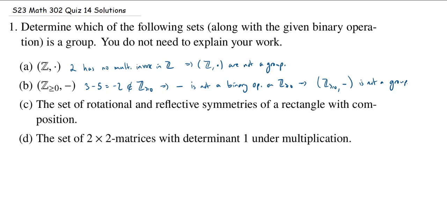The set of rotational and reflective symmetries of a rectangle with composition. Okay, so I'm allowed to take a rectangle and rotate it, but only so that it's a symmetry, right? So for example, if I tried rotating this 90 degrees counterclockwise, I'd end up with a vertical rectangle. This would not be a symmetry. So I'm not going to be able to rotate by 90 degrees, but I could rotate by a full 180 degrees.